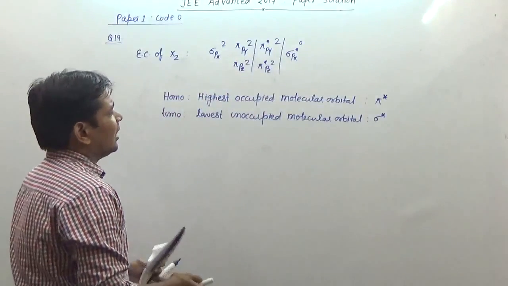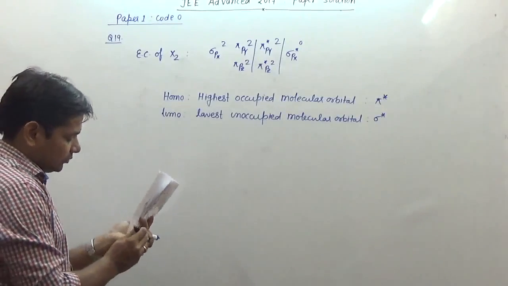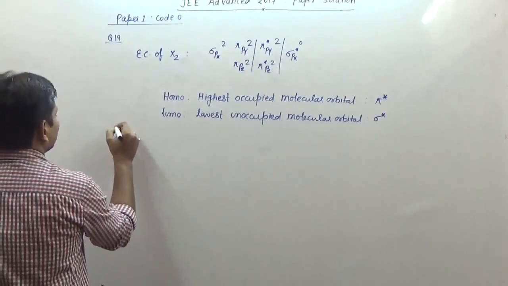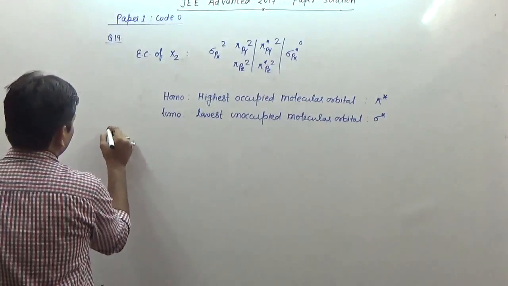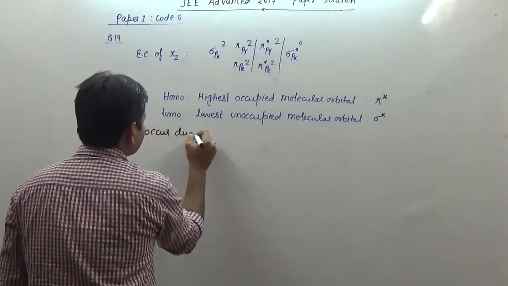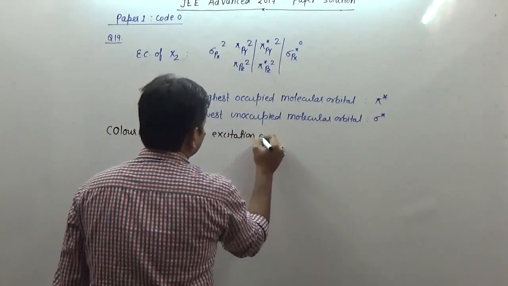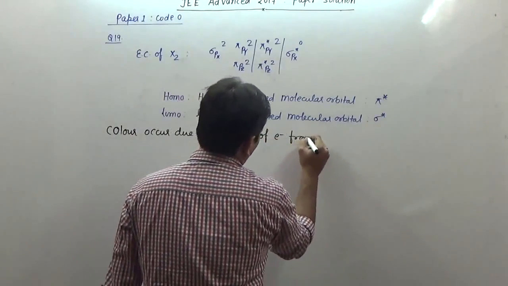Now you know that color occurs due to excitation of electrons from HOMO to LUMO.